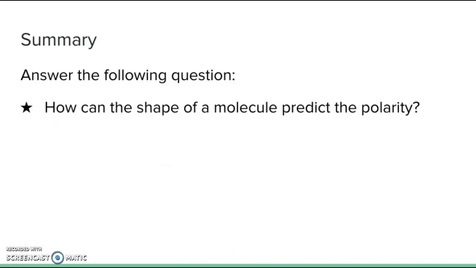Super short video coming to an end. Please write your summary to answer the following question: How can the shape predict the polarity? Here are some examples, maybe.